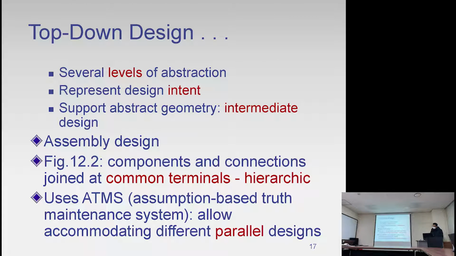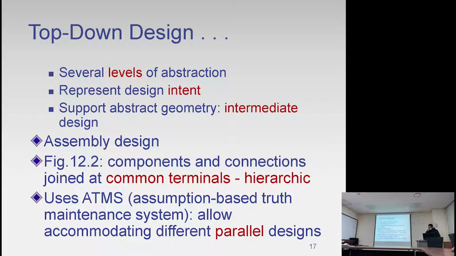So the requirement for modeling facilities to have top-down design is that there should be levels of abstraction. The model should support representing the information on several levels of abstraction, which are abstract structure, overall geometry, and detailed geometry. Also, it should represent design intent, and it should support abstract geometry, which is intermediate design, where there is no commitment to a detailed design solution.